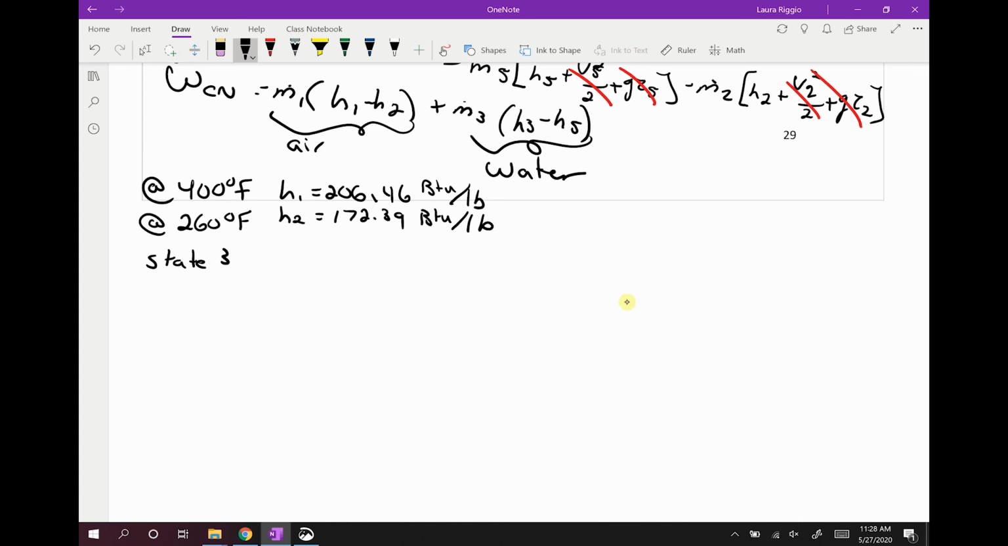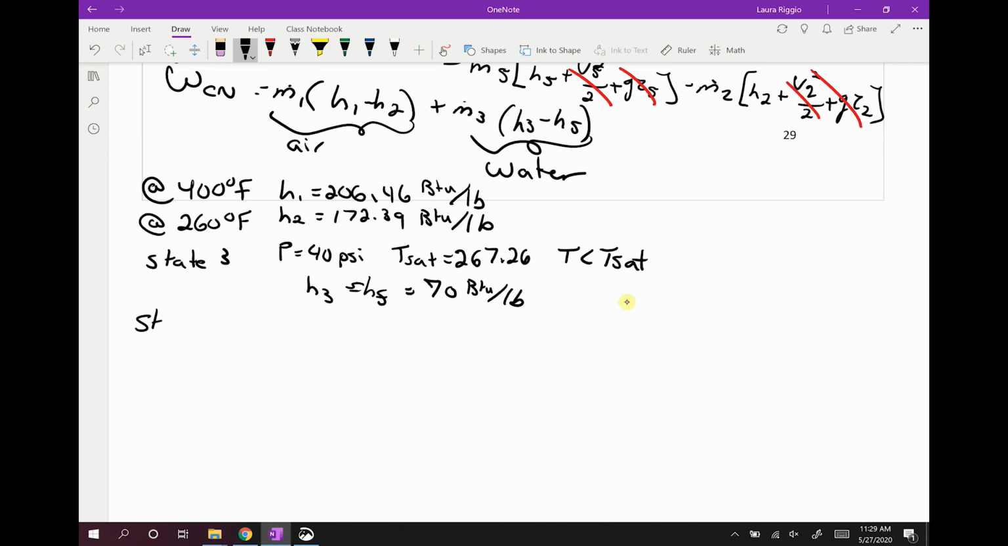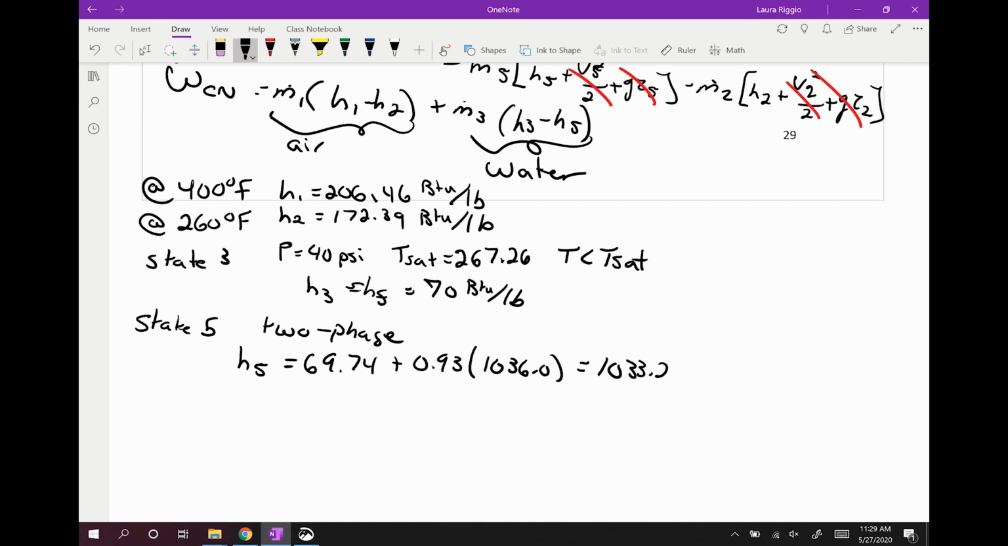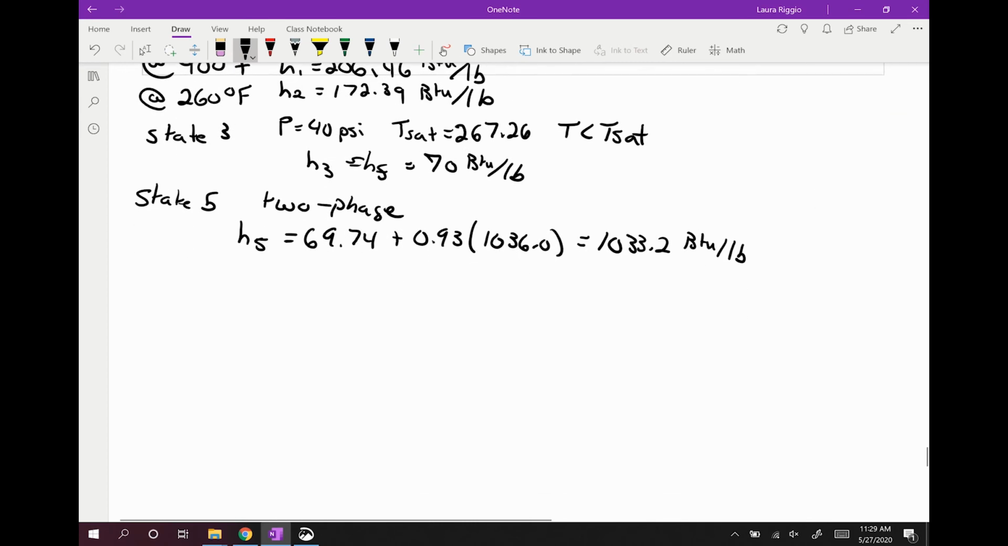For state 3, we have our pressure is equal to 40 psi. Tsat is equal to 267.26. Our temperature is less than Tsat. So we're going to approximate H3 as HF, which is 70 BTUs per pound. And then we have state 5, which is stated as two phase. So H5 is equal to 69.74, 0.93.